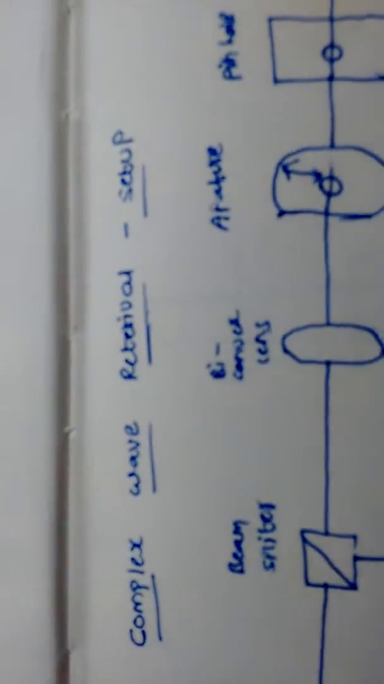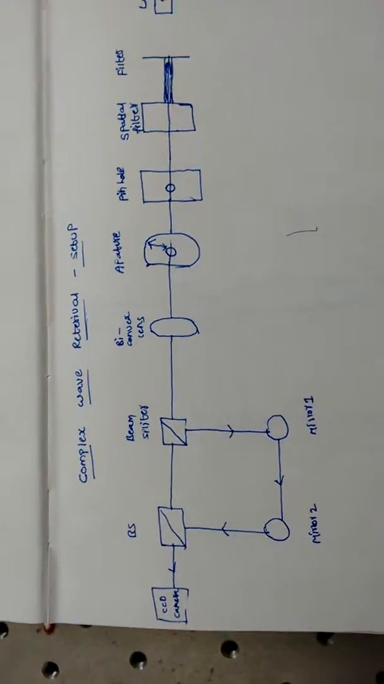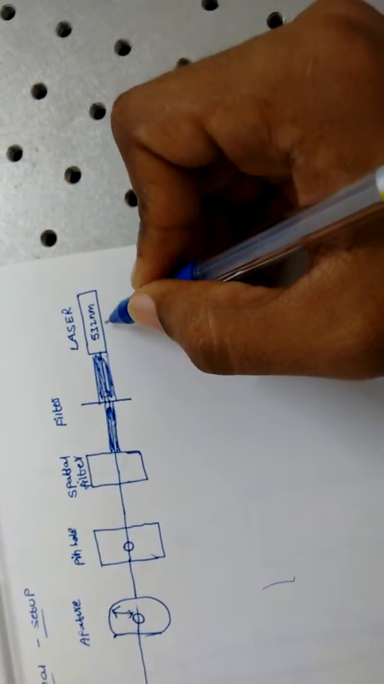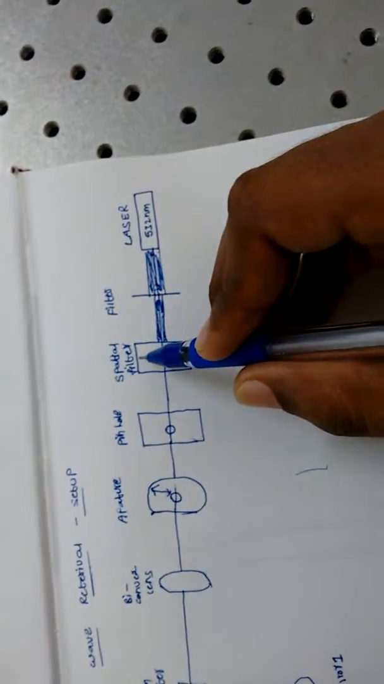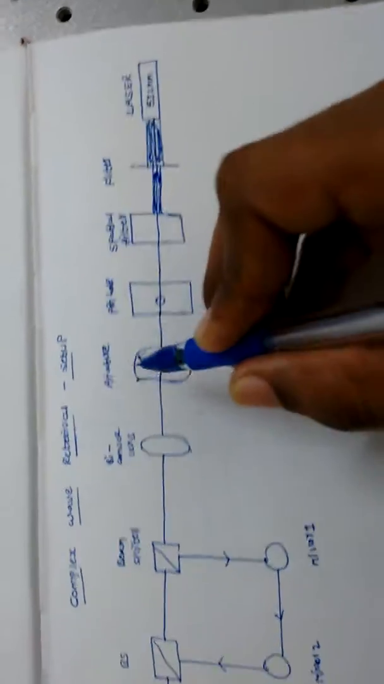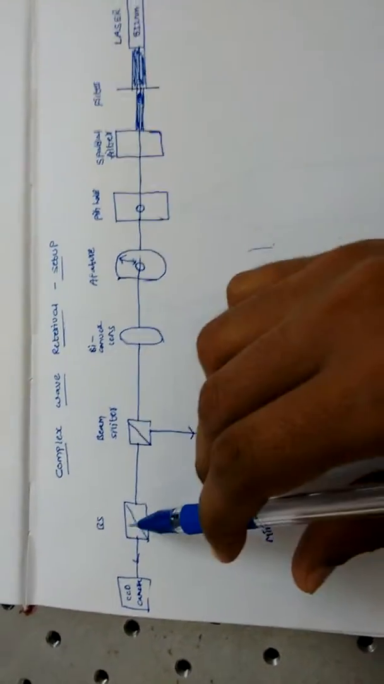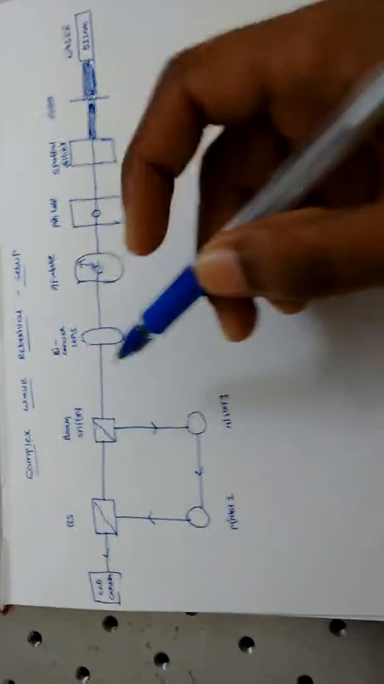The figure shows the complex wave retrieval setup for microscopy holography. The components used in this setup are a laser of 532 nanometer, followed by a filter, spatial filter, pinhole, aperture, biconvex lens, two 50-50 beam splitters, that means 50 transmission and 50 reflection, and then two mirrors and a CCTV camera.